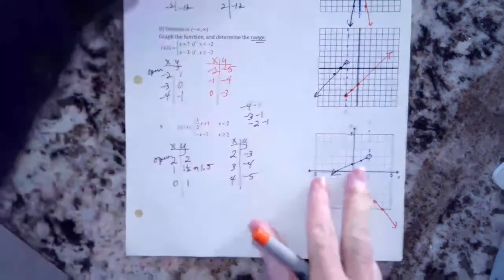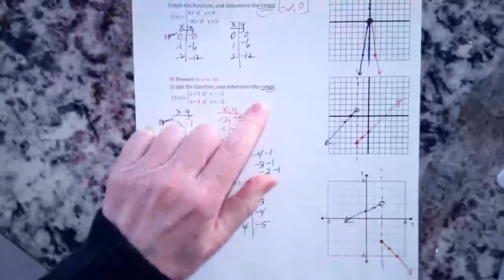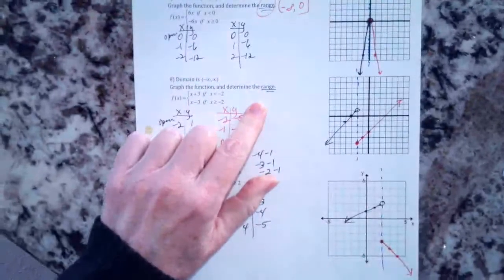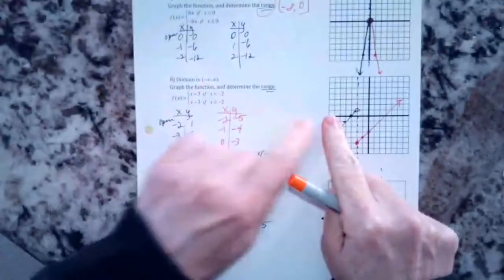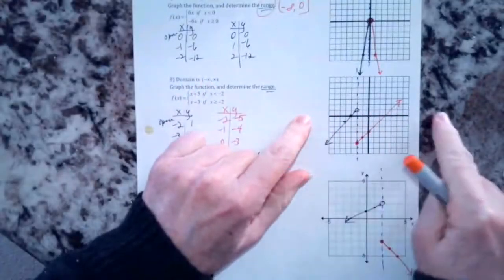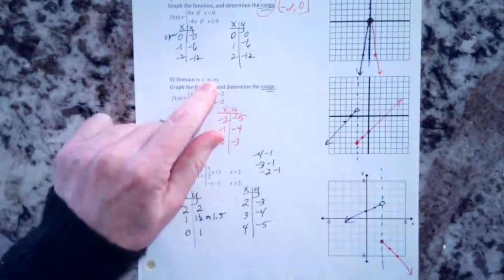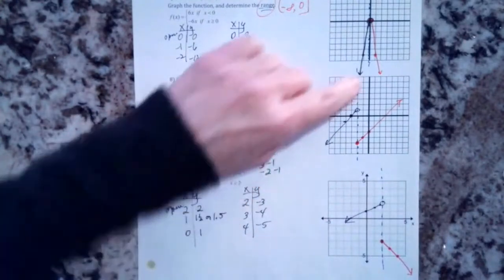Oh, range. I did not do range up here. Determine the range. Okay, I told you I was going to forget that. The range, remember that domain we're told is -infinity to +infinity. That's all of that. We don't have to worry about that. They gave us the domain. Let's look at the range.